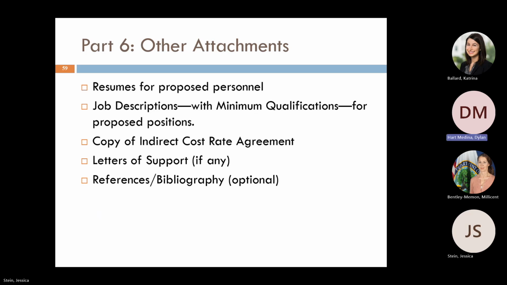The other attachment section is also where applicants will include a copy of their indirect cost rate agreement. Applicants may also provide letters of support from organizations specifically referenced in the project narrative that will provide significant collaboration to the project. And finally, applicants may also include references and bibliographies, though this is optional.